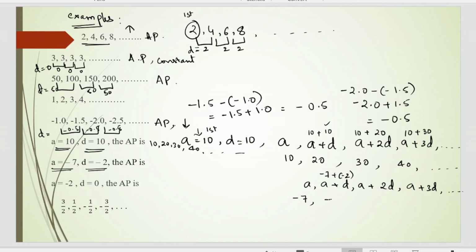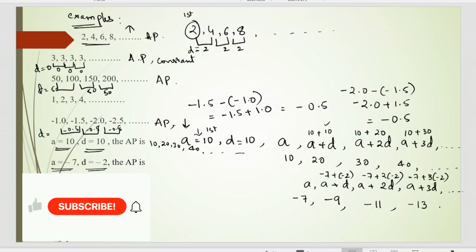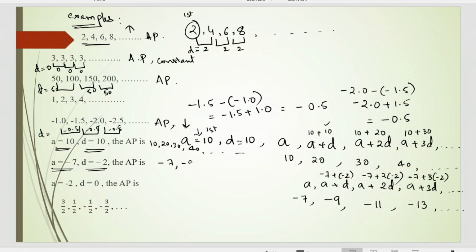Minus 7 and minus 2 is minus 9. Okay, this is minus 7 plus 2 into minus 2, which is minus 7 minus 4 is minus 11. This is minus 7 plus 3 into minus 2 is minus 6, which is minus 7 and minus 6 is minus 13. And so on. Okay. So this is the AP, which is minus 7, minus 9, minus 11 and minus 13, and so on.